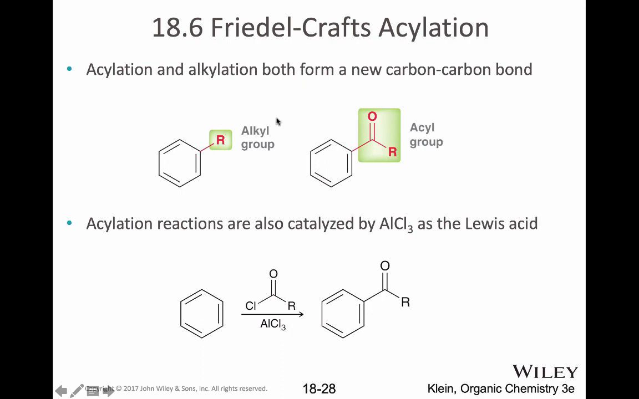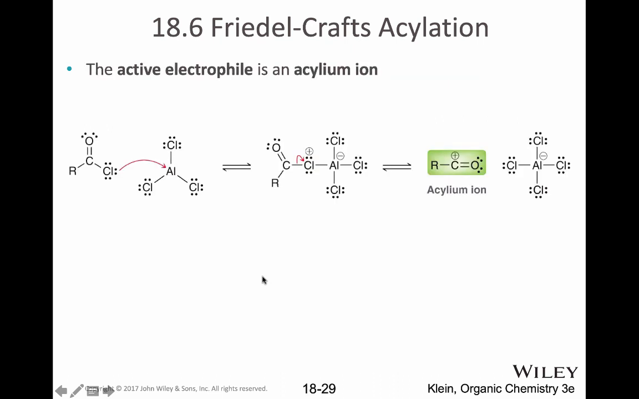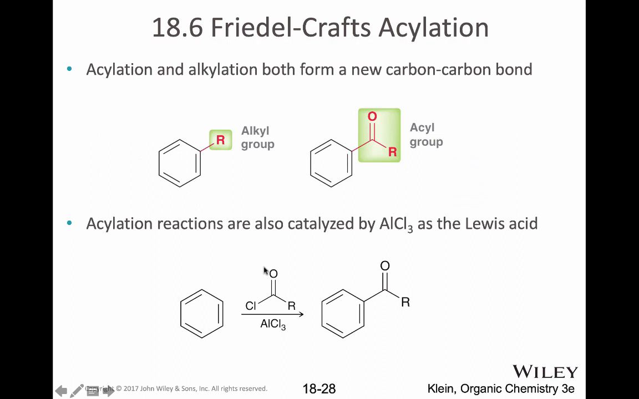So this is what we call an alkyl group. An acyl group is where you have a carbonyl attached to an alkyl group. So if I replace a hydrogen on the aromatic ring with this group right here, that's what we call an acyl group. It's called an acylation, right? And so we can do that acylation in a very similar way as the alkylation.